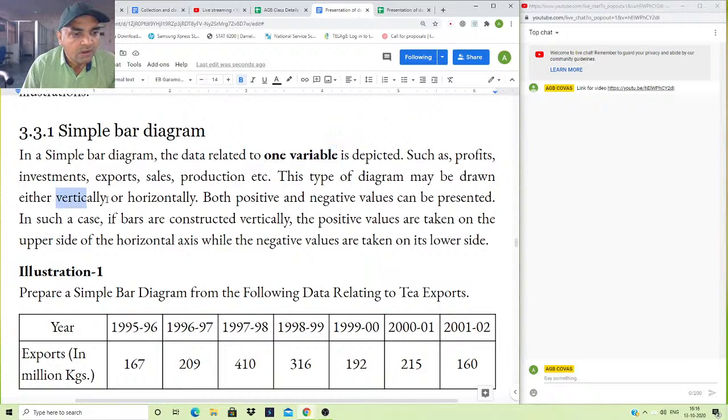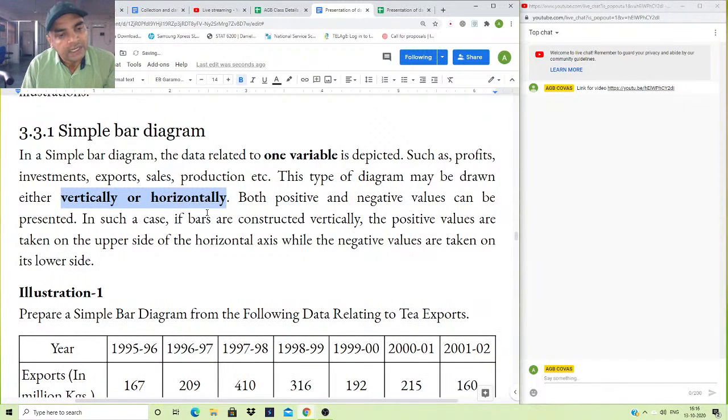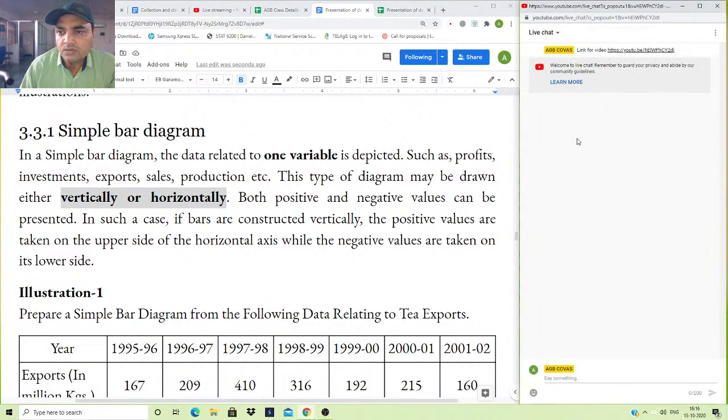It is not always that a bar diagram should be drawn only vertically. These bar diagrams can also be drawn horizontally. I have illustrated one example of the vertical and one of the horizontal, so you will be better able to understand this. And whenever you have any doubt, I have put the chat box on my right side, so you can simply type it down and I will be able to see the chats.